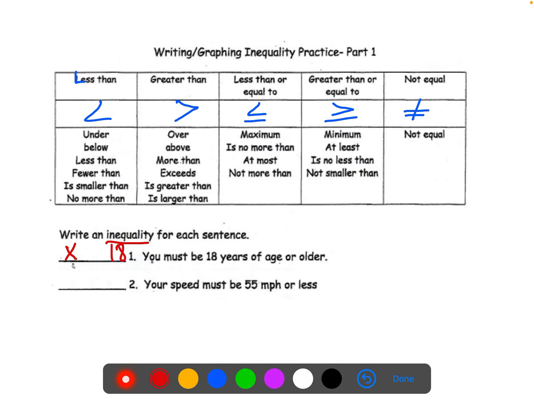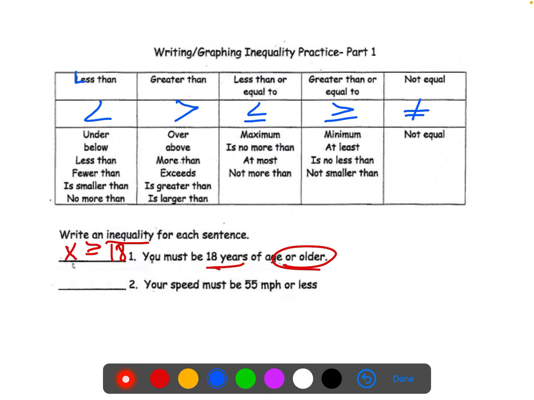being the age qualification. It says you must be 18 years of age or older. So we want whatever this person's age is to be more than 18 or equal to 18. So we can equal 18, we can be greater than that. And that's how you would write an inequality to represent that statement. X is greater than or equal to 18.